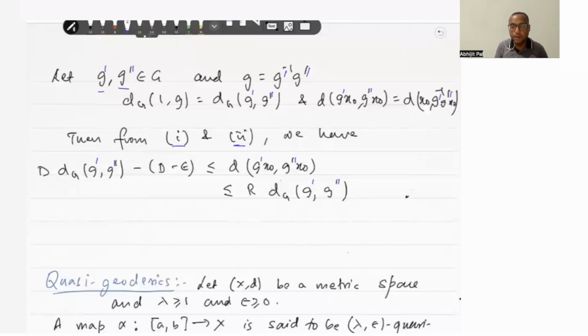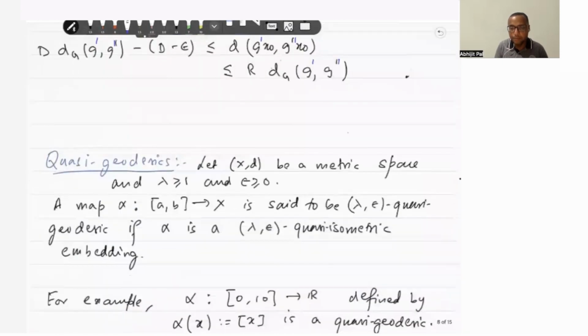Okay, so I'll stop here. In the next class, we'll learn about quasi-geodesics, and we'll prove that in a hyperbolic metric space, if I take a geodesic and a quasi-geodesic joining the endpoints of that geodesic, then they lie in a uniformly bounded neighborhood of each other. So that property is called stability of quasi-geodesics.